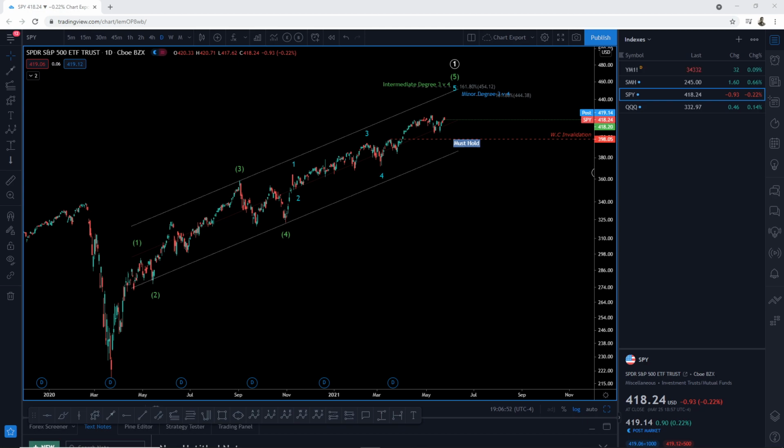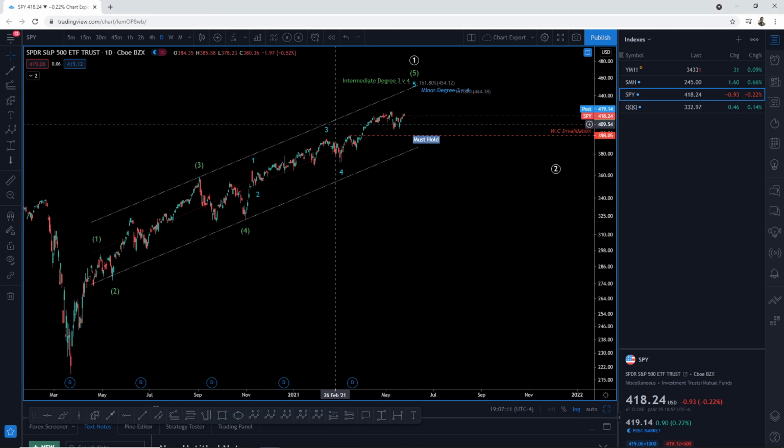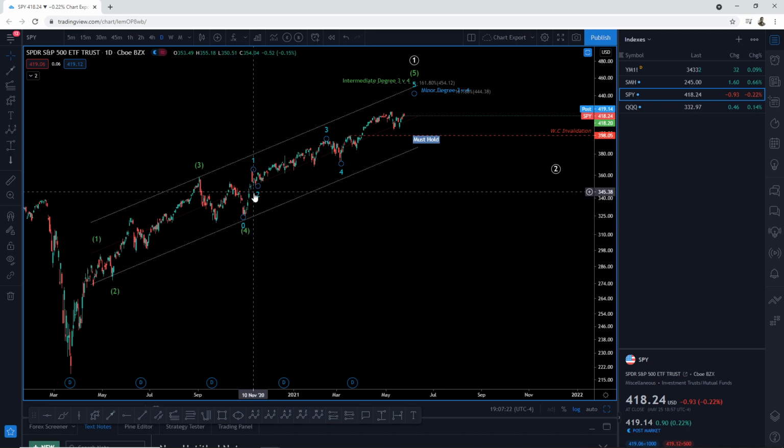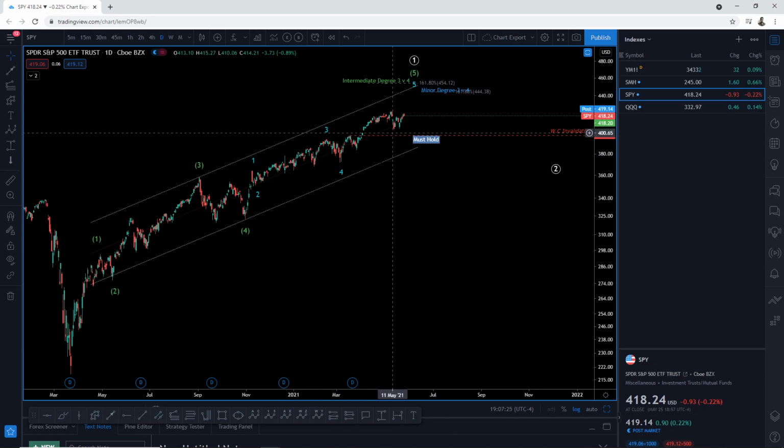This wave structure is valid just as long as we remain north of 398.05, which is wave count invalidation. If we see anything below that, we can safely assume that the top has been put in on the indices and we are heading lower to the primary degree wave 2 that will correct this entire wave structure from the COVID lows. So as it stands right now, the way I'm looking at this is that from the November lows, on the fourth wave in the intermediate degree, we went up in 1, minor degree wave 2, 3, 4, and now we're looking for the 5th wave.